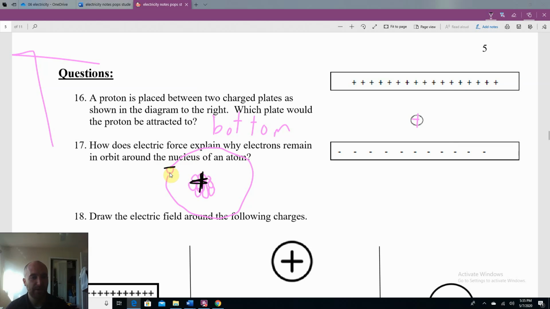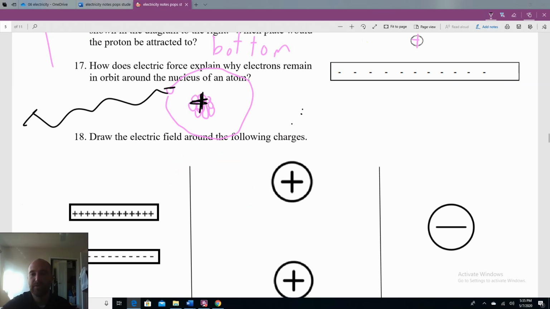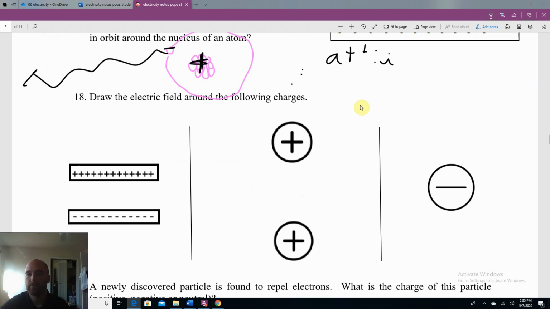And so that's why it won't fly away, because it's attracted to that nucleus, right? If it wasn't attracted, it would just go wherever it wanted. So, if we had to say this in as few words as possible, it is attracted to the nucleus. There we go.